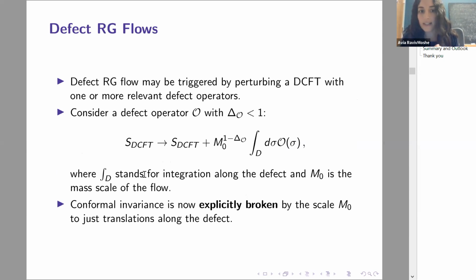A defect RG flow can be triggered by perturbing the DCFT with one or more relevant defect operators. So we consider a defect operator O with some scaling dimension delta_O smaller than 1. And we change our action by this term, where here M0 is the mass scale that is associated with the flow, and the integral over D stands for integration along the defect. Sigma is the line coordinate. So now we added an RG flow, and this means that conformal invariance is now explicitly broken by the existence of this mass scale M0.